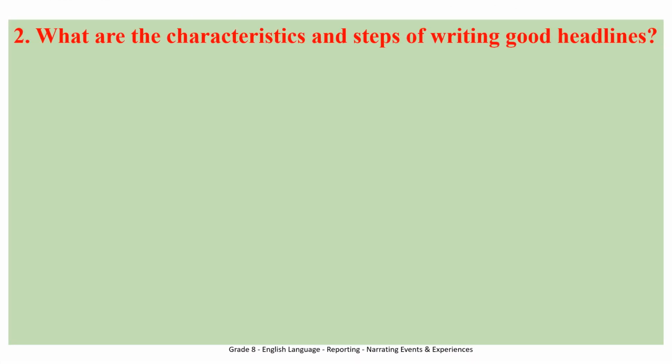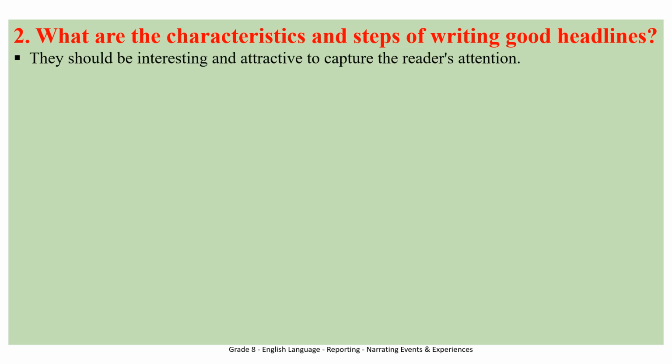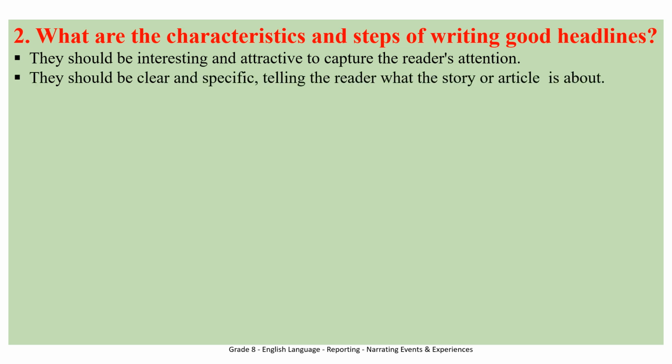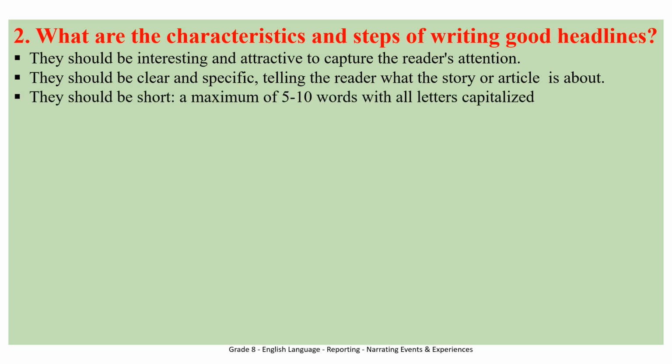Question 2. What are the characteristics and steps of writing good headlines? Well, they should be interesting and attractive to capture the reader's attention. They should be clear and specific, telling the reader what the story or article is about. They should be short, a maximum of 5 to 10 words with all letters capitalized. For example, man skateboards for homeless. What you see here is that all the letters are in capital letters.